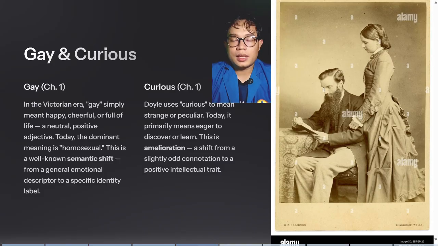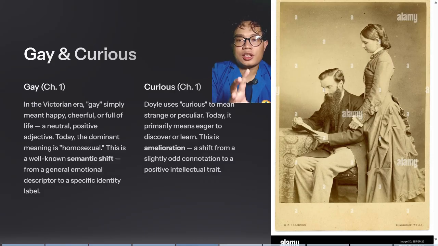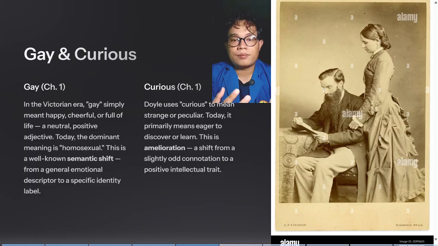And our second word is curious. Sir Arthur Conan Doyle frequently uses curious to mean something strange, peculiar, or odd. Over the last century, this word underwent amelioration. It shed its slightly negative or weird connotation and shifted into a positive intellectual trait. Curious right now means eager to discover, question, or learn.